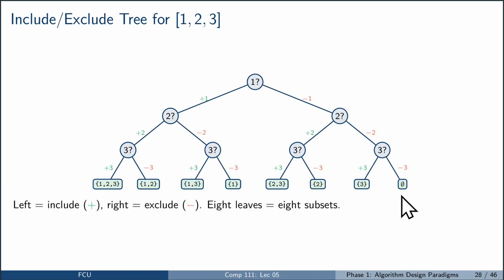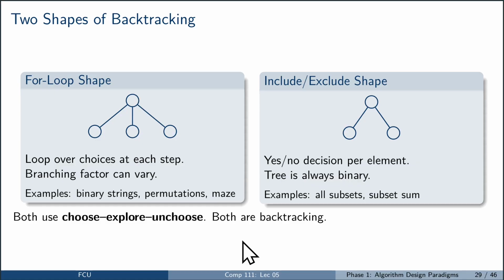So the same 8 outputs as a binary string of length 3. Is that a coincidence? Definitely not. So, 2 structures side by side. The for loop structure on the left side loops over choices at each step. The branching factor varies, so there can be many choices at each single step. There can be 2 in our binary case, and then a lot more than 2 in our permutation case.